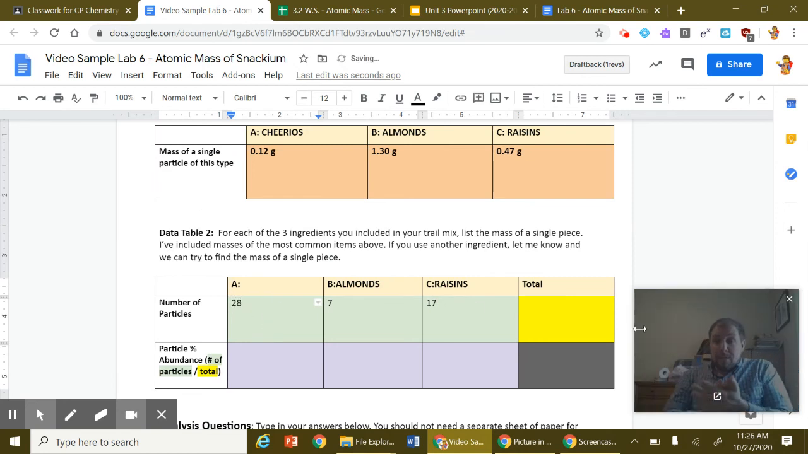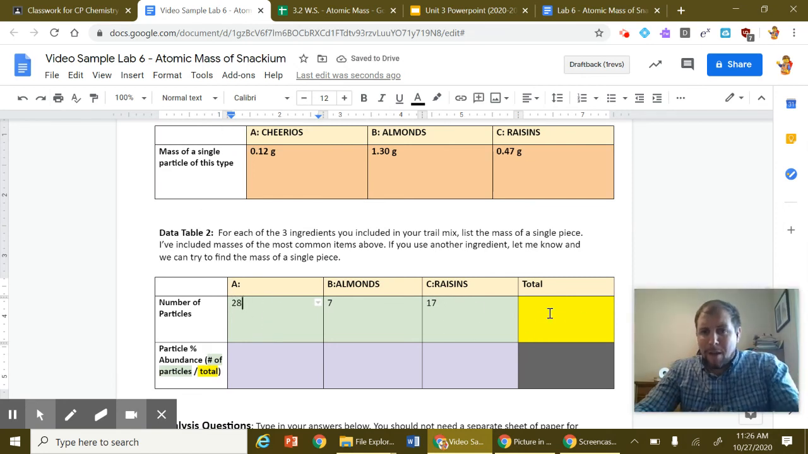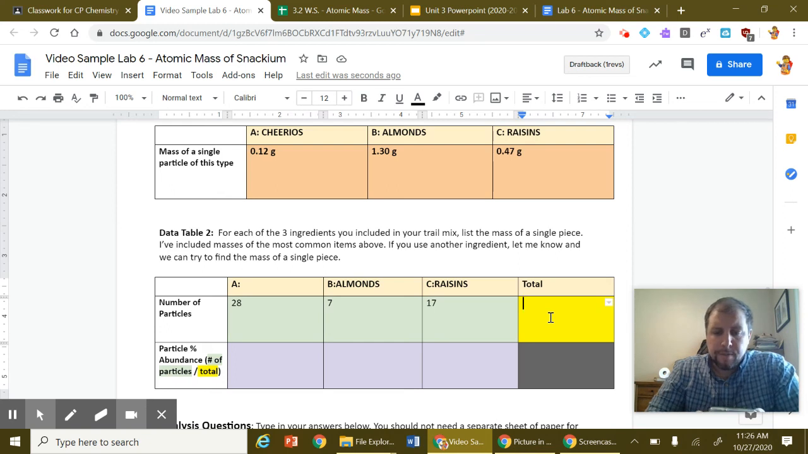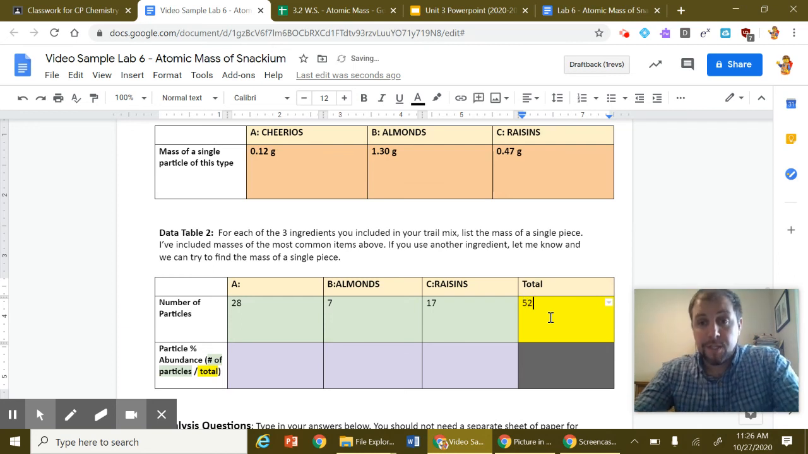Okay, now how many total pieces is that? How many total pieces of Snackium do I have? Well, I have got 28 plus 7 plus 17. That's 52 pieces of candy. 52 pieces. So, what percent is Cheerios?